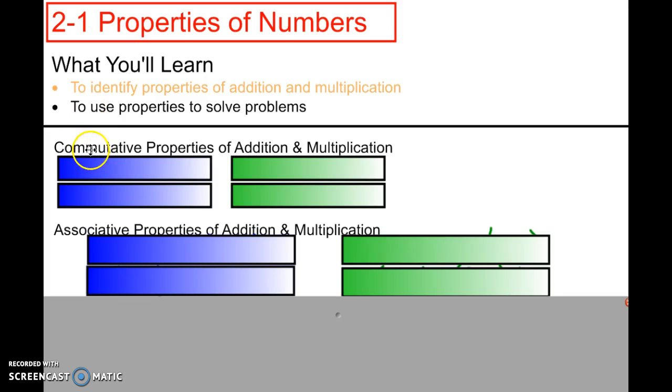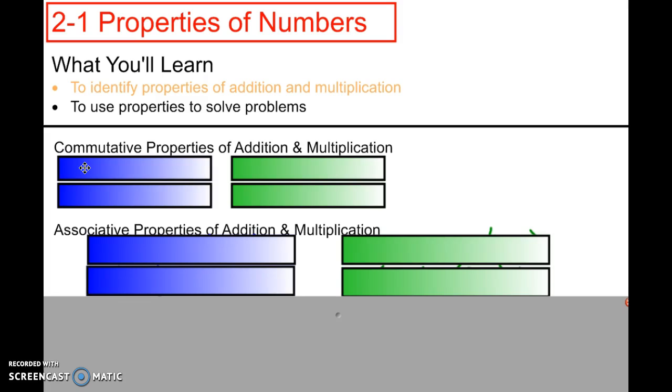The first property we will cover is called the commutative property of addition and multiplication. Let's start with the root word, commute. For example, if your parents commute from home to work, they are covering a certain distance, as they are when they return from work to home.